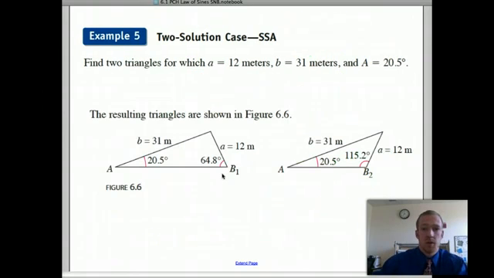So here's a nicer version of the two triangles. When you solve it, you get 64.8 degrees or 115.2 degrees. And then you can use those to solve for the missing side and angles.